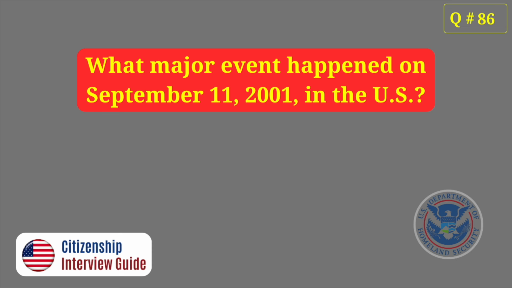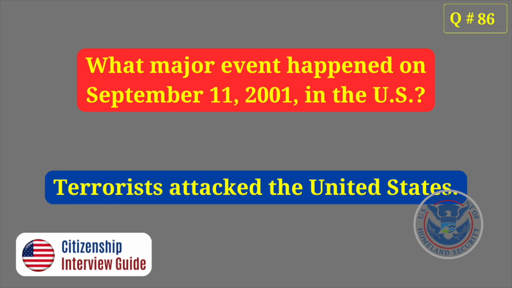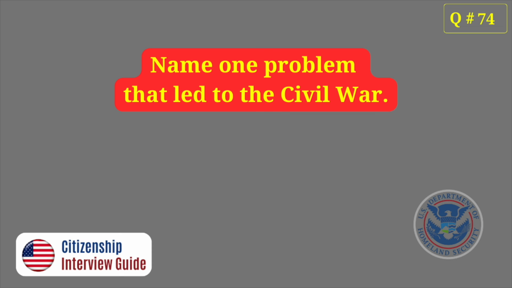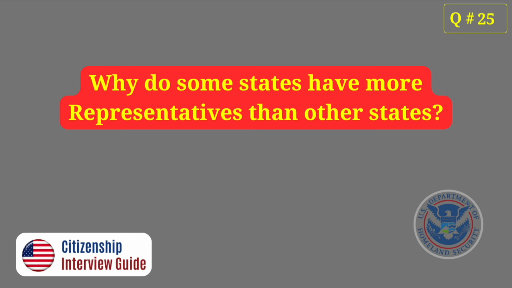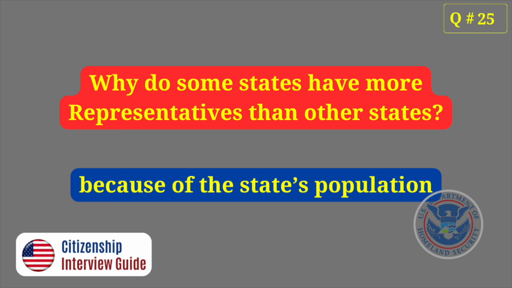What major event happened on September 11, 2001, in the United States? Terrorists attacked the United States. Name one problem that led to the Civil War. Slavery. Why do some states have more representatives than other states? Because of the state's population.